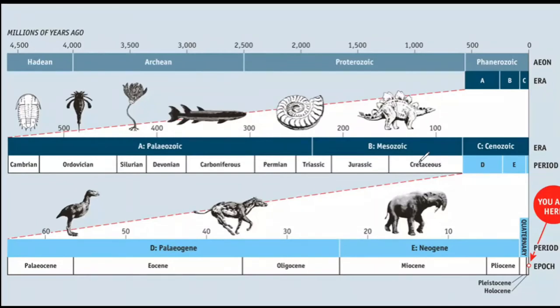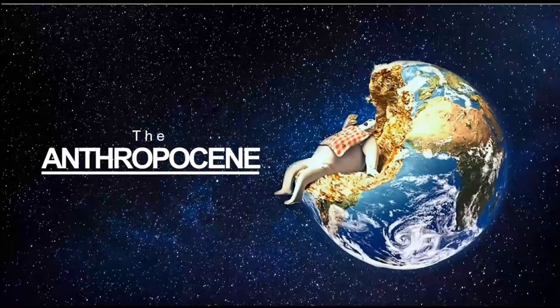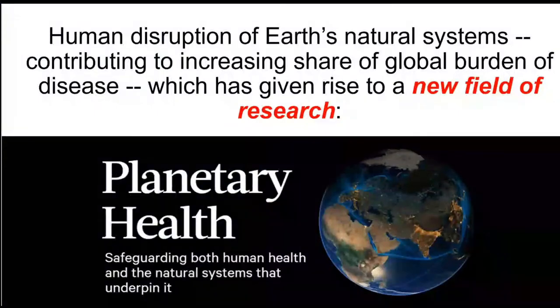That's what Anthropocene means. And as a consequence of this Anthropocene, we are now seeing effects not just on other species, but our species as well. So that's what planetary health tries to do. It tries to understand what those changes are, what is causing those changes in the environment and in our natural systems, and how those changes are affecting human health.